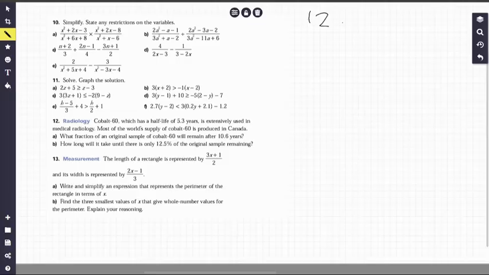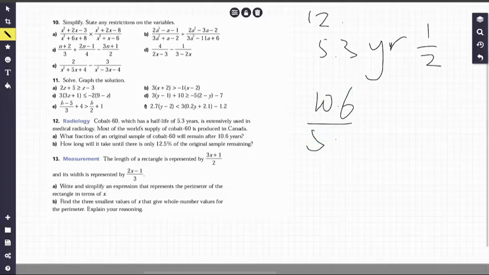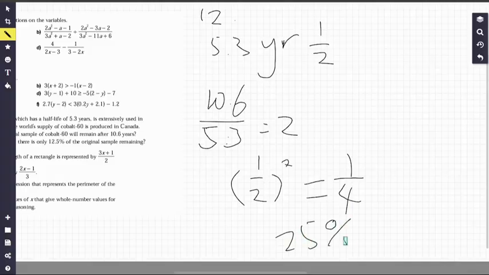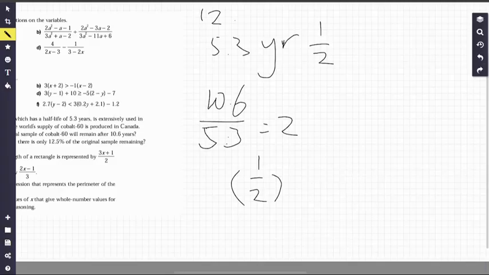Okay, so there's two ways to figure this out. After 5.3 years, there's going to be half-life, so there's going to be half left. And then we take 10.6 and divide it by 5.3. We'll realize there have been two half-lives. So the half-life squared equals 1 over 4. Or you can just say 50%. What's half of 50%? 25%. So 25% of everything will be left. And that is that question.